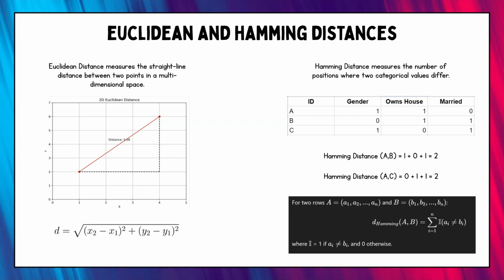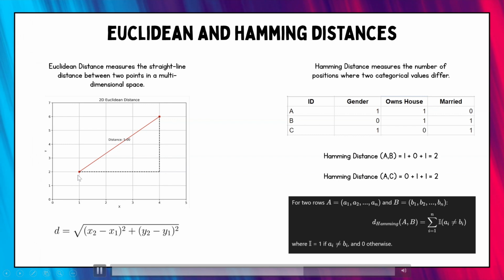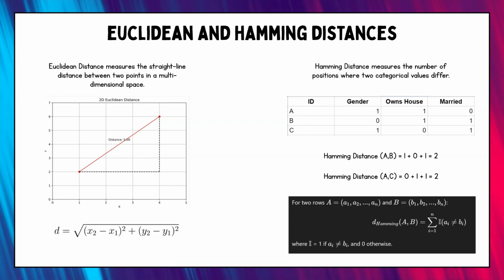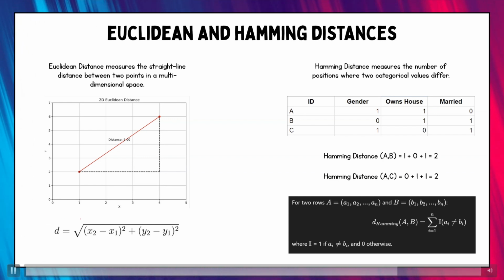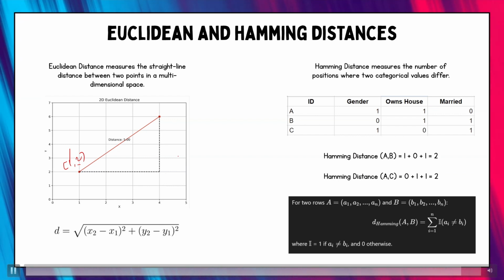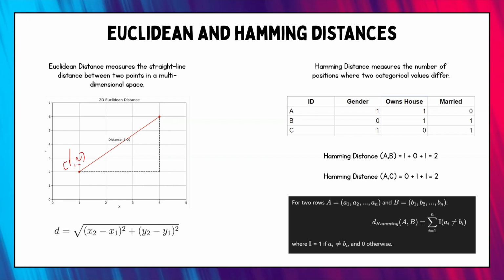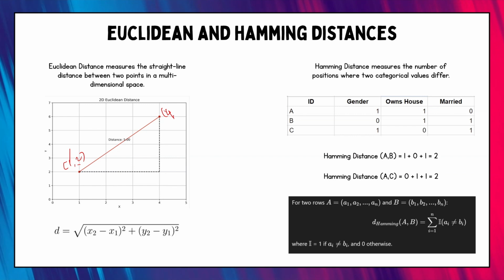Say that this point over here is (1, 2). And then here we have a point as (4, 6).